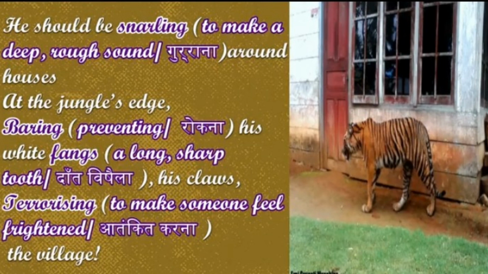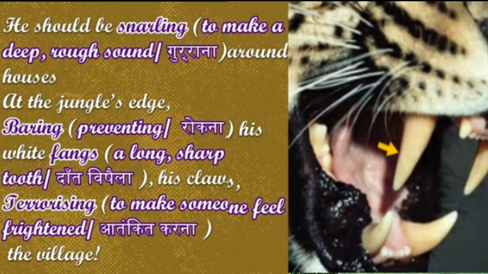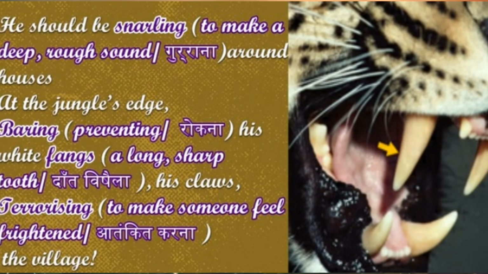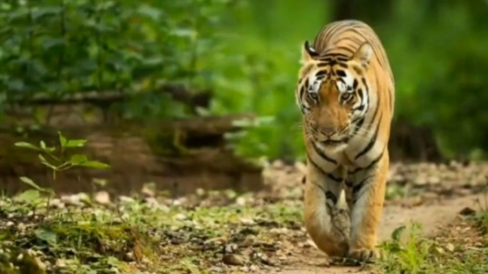He would terrorize the people by showing his sharp white fangs, which means teeth and claws. This would create fear among villagers. So, children, here the poet gives us a hint that if we continue to destroy the forest and the natural habitat of the tigers, definitely one or the other day they will be forced to turn to our own villages and towns to find their food.